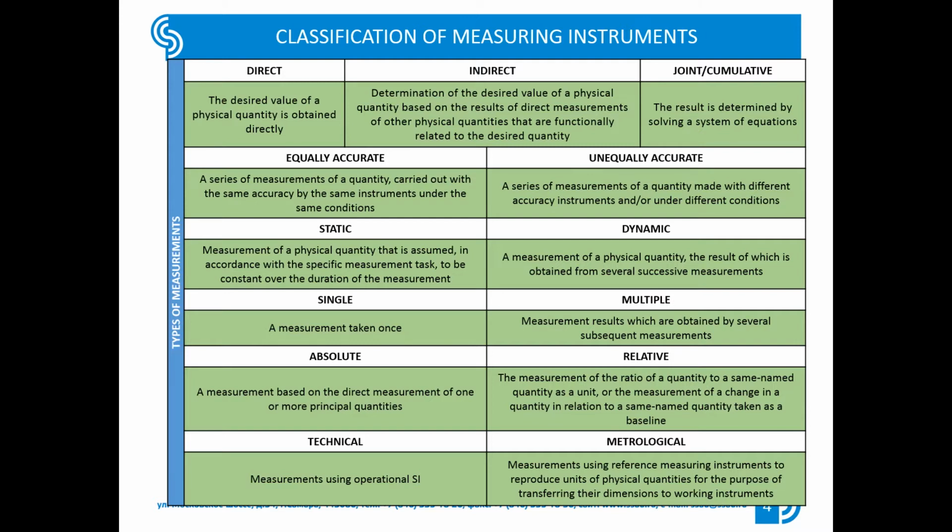A single measurement is a measurement taken once. A multiple measurement is a measurement of a physical quantity of the same size, the result of which is obtained from several successive measurements, meaning consisting of a number of single measurements. Static measurement is a measurement of a physical quantity that is assumed, in accordance with a specific measurement task, to be constant over the duration of the measurement. Dynamic measurement is the measurement of a dimensional change in a physical quantity.